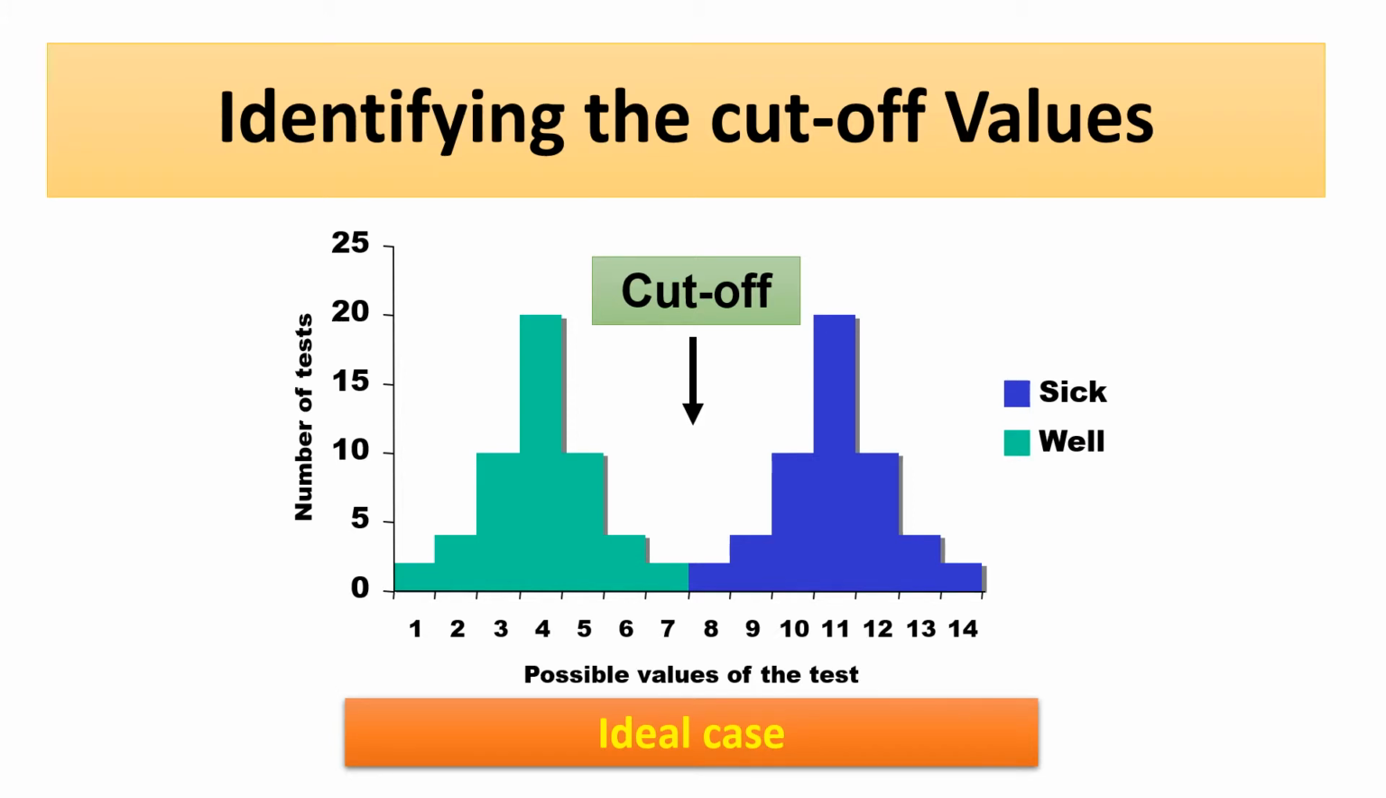In this figure, you can find two groups of people: with blue color, sick people, and here with green color, well people. And also you can see cutoff values here at the end of the well people and the beginning of the sick people. But I have to say you can see these cutoff values just in the ideal case. In the normal and natural case, you cannot find ideal cutoff values.